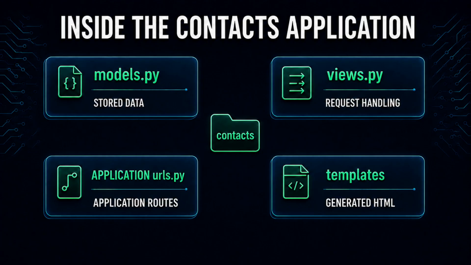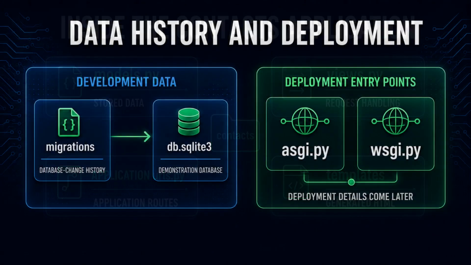The application can have its own urls.py containing routes specific to that application. Its templates directory contains the templates Django uses to generate HTML pages. The migrations directory records the history of database structure changes. For this demonstration, Django will use SQLite as our database. You will also see asgi.py and wsgi.py in the project package. These provide entry points used when connecting Django to deployment servers, but deployment deserves its own tutorial. For now, we simply need to recognize what those files are.